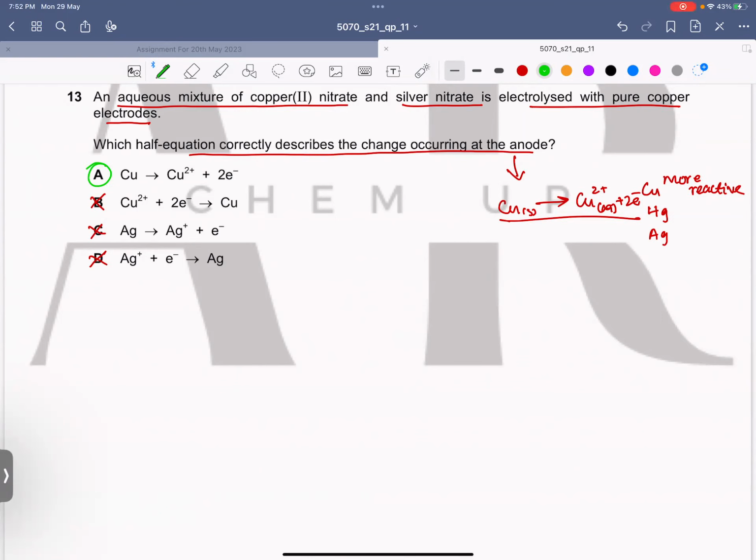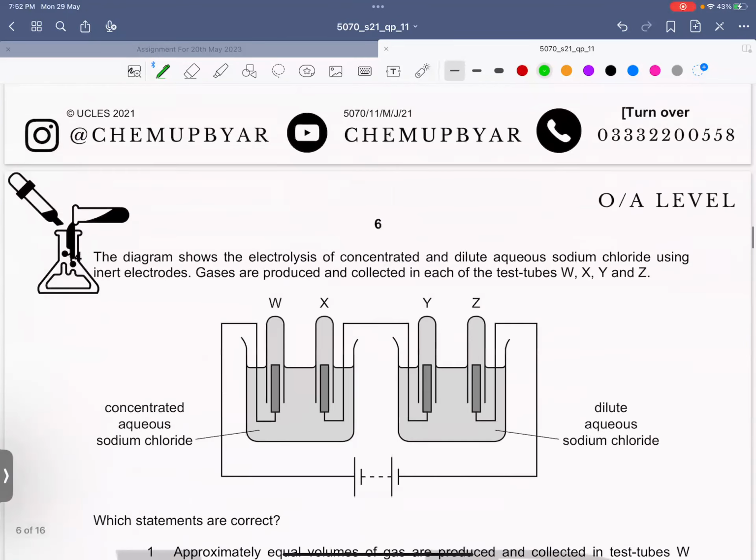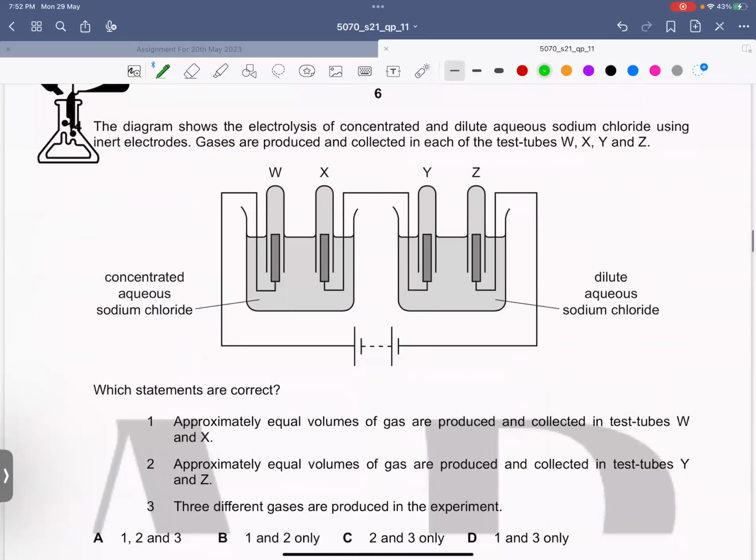Okay. Now, question number 14. The diagram shows the electrolysis of concentrated and dilute sodium chloride using inert electrodes. Gases are produced and collected in each of the test tubes W, X, Y, and Z. Which statements are correct? Statement number 1. One minute, please.